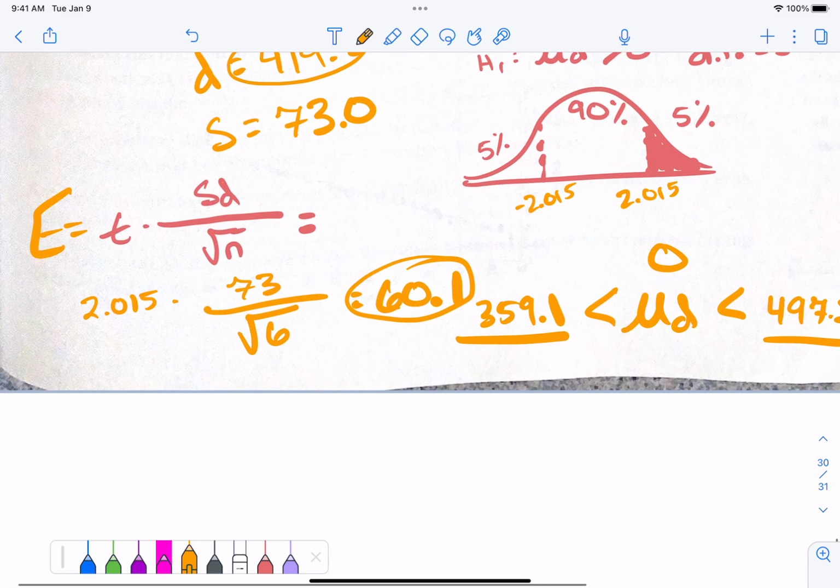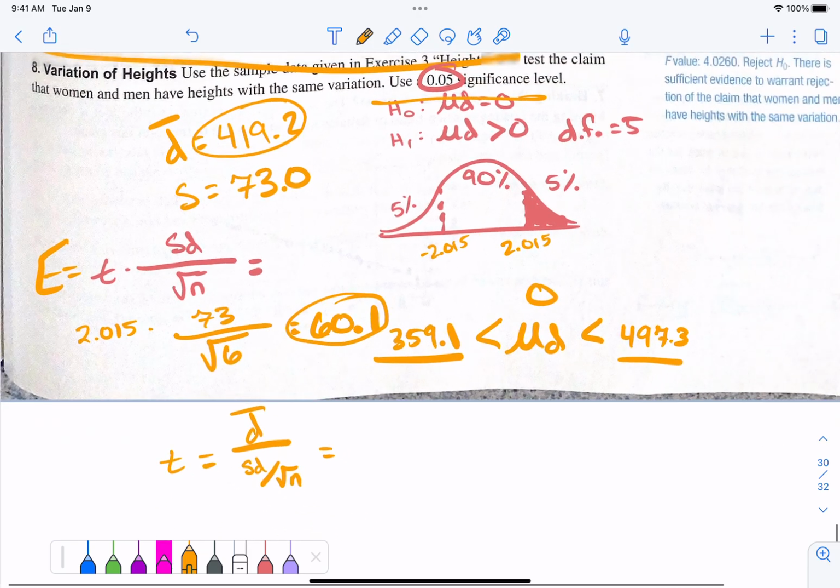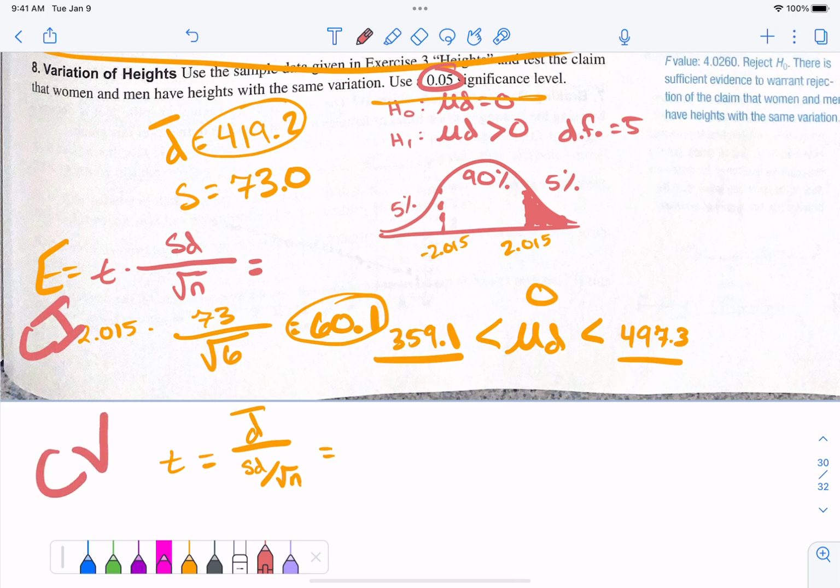All right, let's do the other one, the critical value. That one is T equals D bar over the standard error. That was why I was so confused. Okay, do this one. What's our D bar? 419.2. So this one's critical value. 14.1 is what you get. See if you get 14.1. Now we know what we're trying to get.